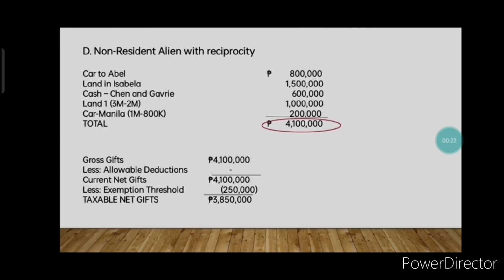Next, we have the non-resident alien with reciprocity. We have the car to Abel of 800,000, land in Isabela of 1,500,000, cash total of 600,000, land 1 with the excess of 1 million, and car in Manila of 200,000. So we have the total gross gifts of 4,100,000. So when we determine the taxable net gifts, we arrive at the total amount of 3,850,000.